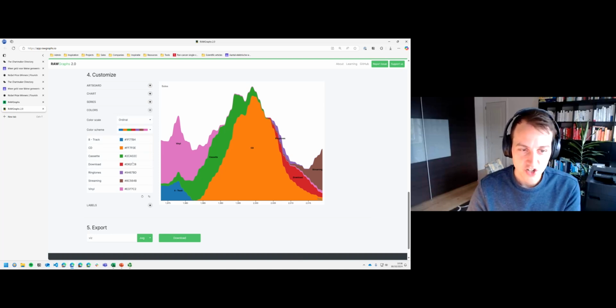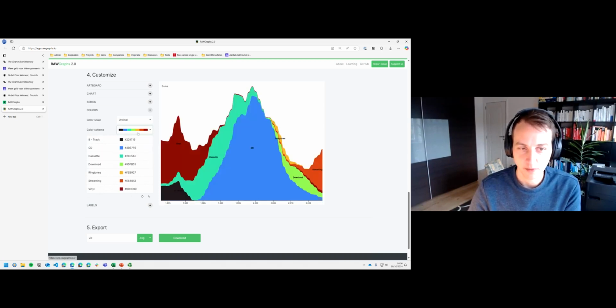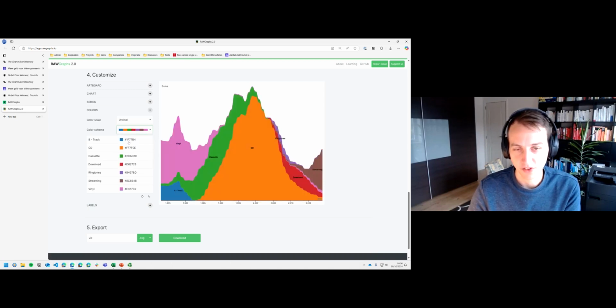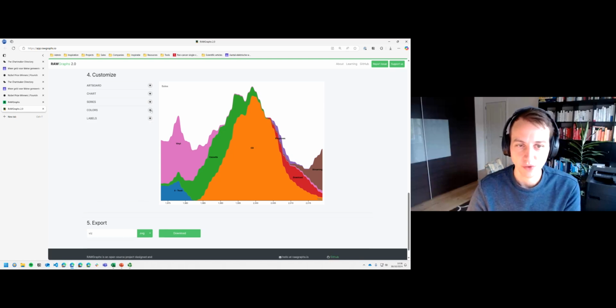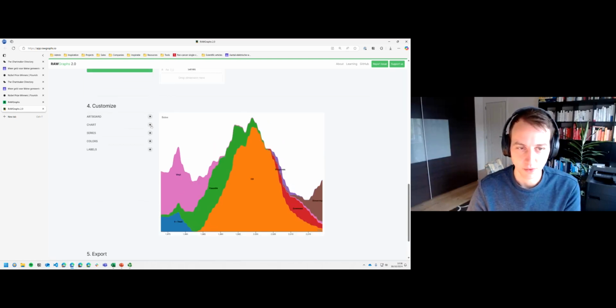The same for colors. Yes, we can change all of the colors here individually if you have a lot of time on your hands, but the color schemes that we have out of the box are a little bit, yeah, there are only 3, they're all equally ugly, and they're never going to highlight exactly what you want to highlight. So also the colors, I would suggest to do that in a different tool.